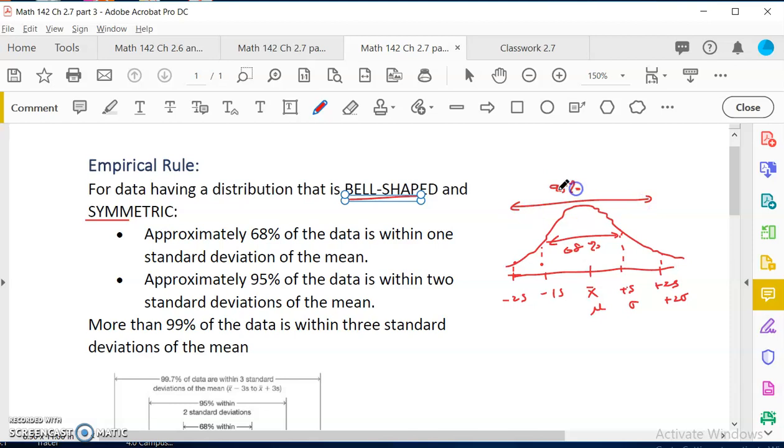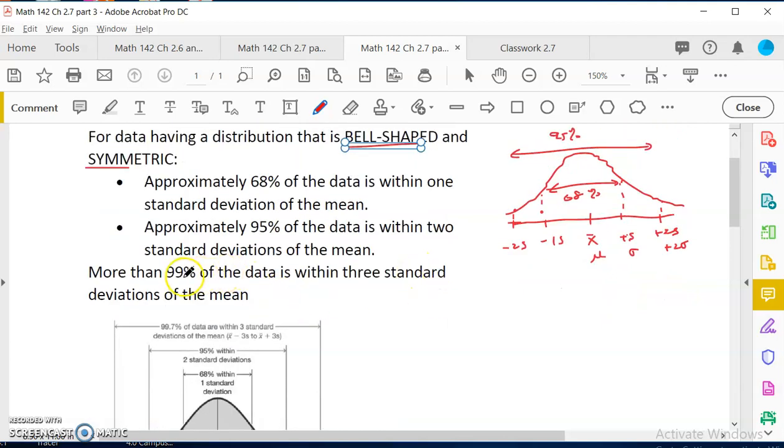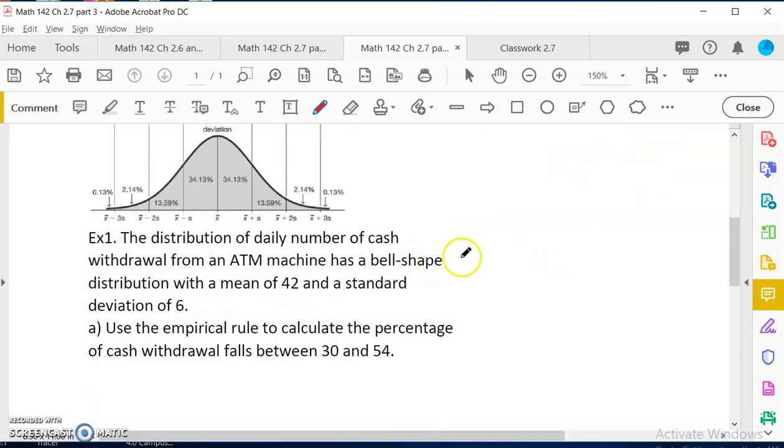So that's why I say it's very rare to have data beyond 2 standard deviations. And then 99.7% of data is within 3 standard deviations. More than 99.7% of data is within 3 standard deviations of the mean. So we call this 68, 95, 99.7. In this book, they call it more than 99, but yeah, we can do that.